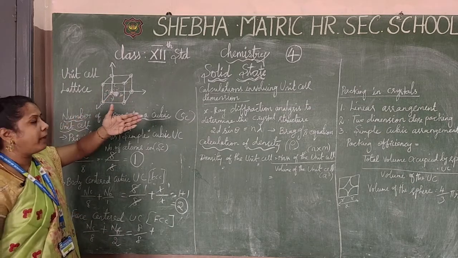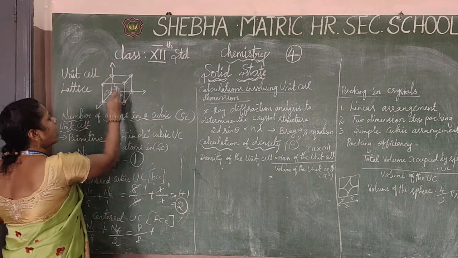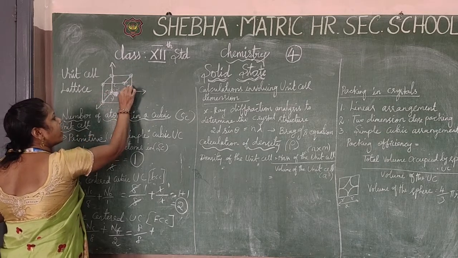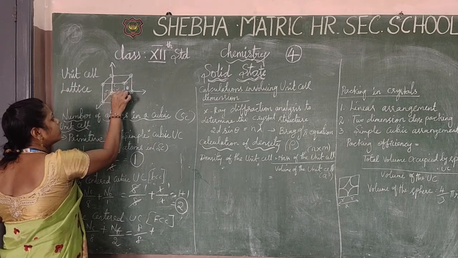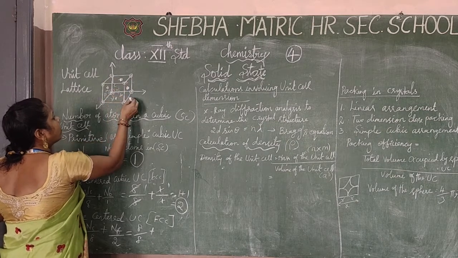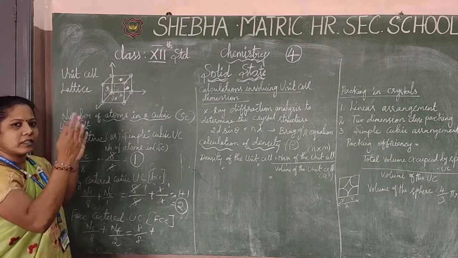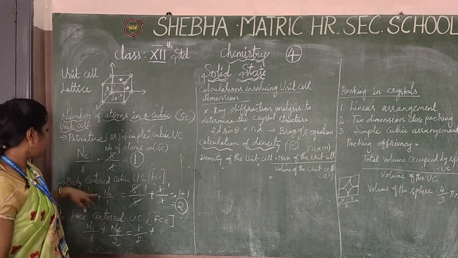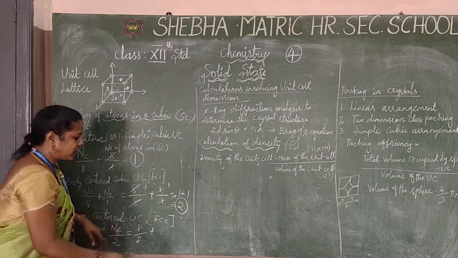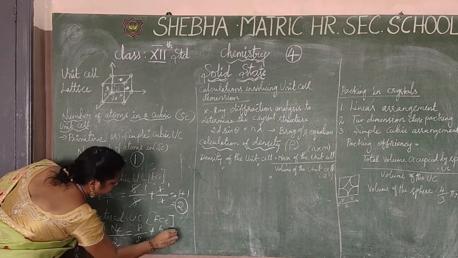For face centered, the number of directions is totally 6: 1, 2, 3, 4, 5, 6. You have 6 sides now, so 6 faces of the unit cell. So I am going to mention NF is 6 by 2.